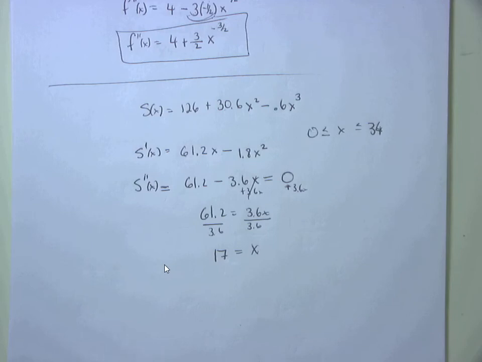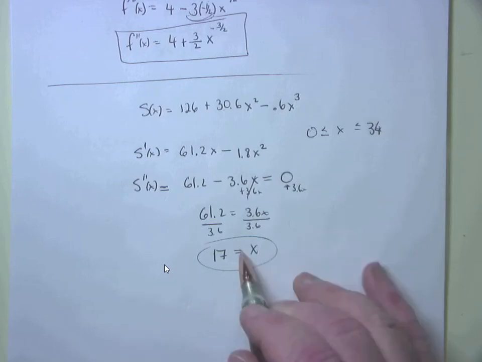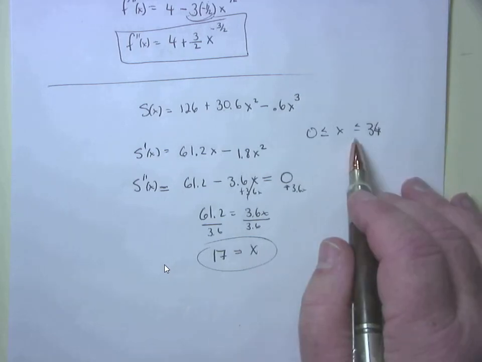But the next thing is this. Look at your answer. I got 17. Pause for just a second. Look and compare. Is 17 in that given interval? Is that between 0 and 34?